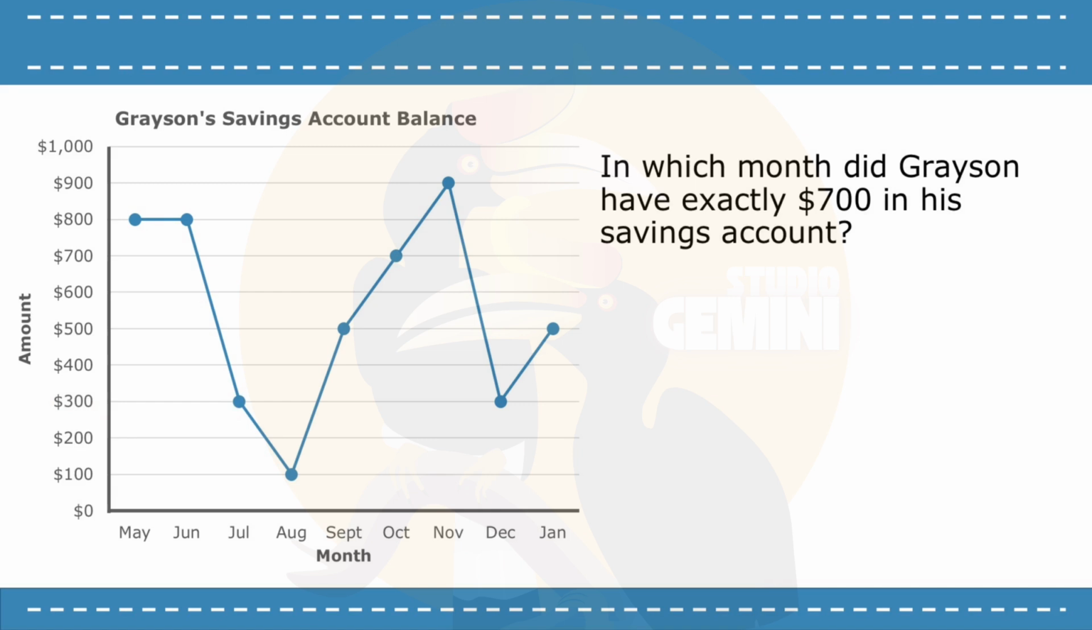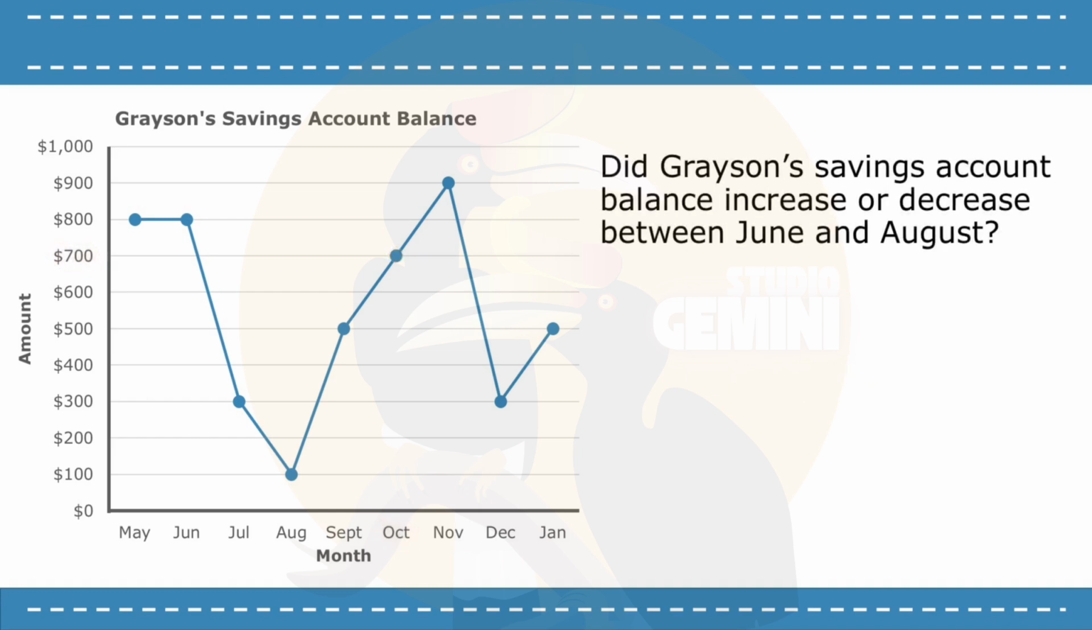Or maybe we want to know what month he had exactly $700 in his savings. Well, this time we try to find points at $700. Find $700 on the vertical axis and look for points that are straight across. The only month where that's true is October. Let's see what other kinds of questions we can answer from this graph.